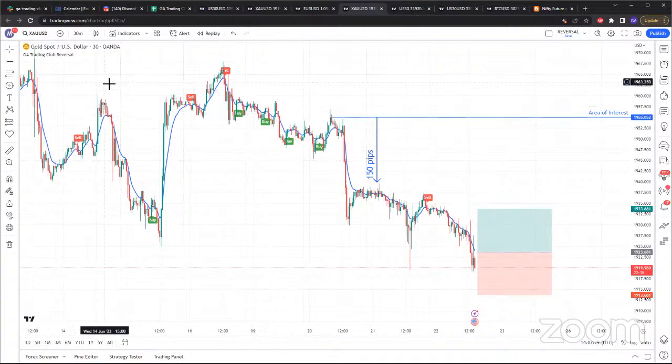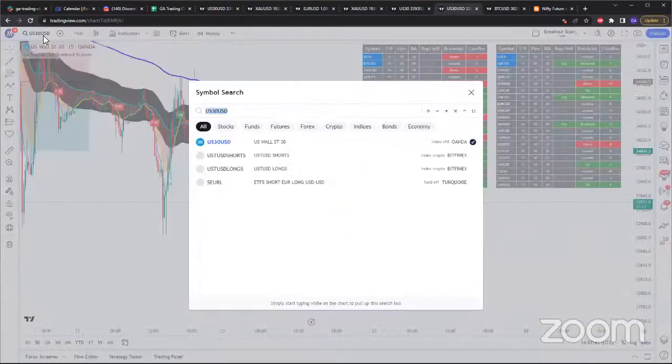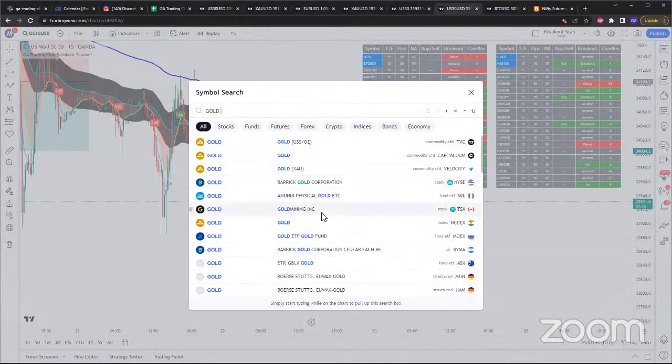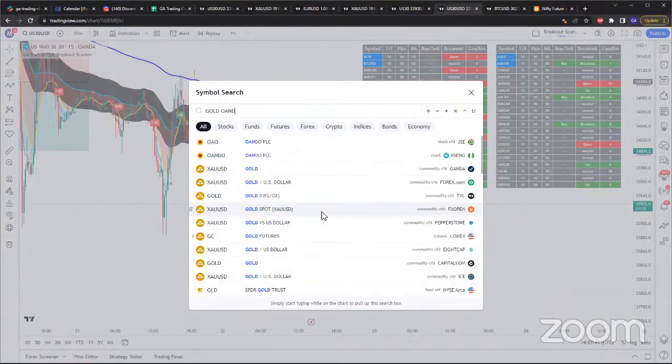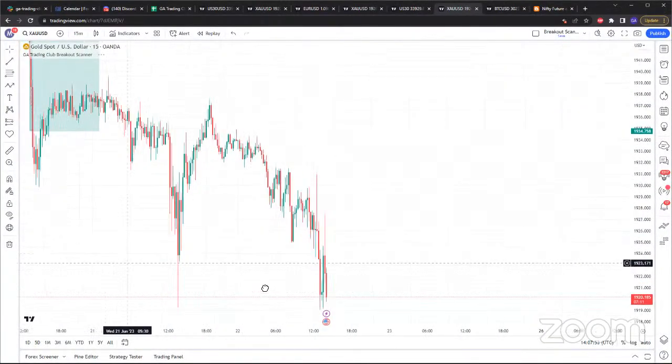Now, the other way, maybe you can use it. Okay, so let me show you. You see when we had that head and shoulder pattern, gold was around here, 1956 area. So one way, let's start with the breakout scanner. This is how I would have traded, if I really wanted to use all of the indicators to give me a confirmation that gold is going down. So I would have come in here.